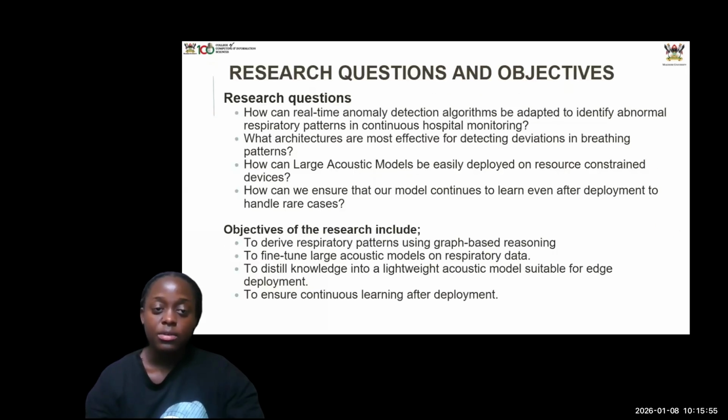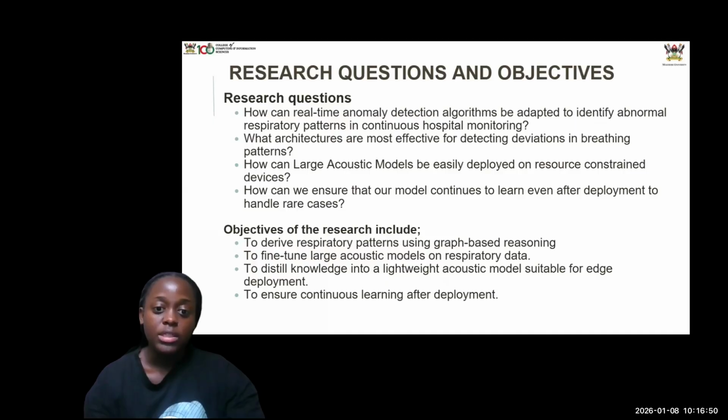Some of the research questions we came up with were: how can real-time anomaly detection algorithms be adapted to identify abnormal respiratory patterns when we are having continuous hospital monitoring? What architectures are most effective for detecting deviations in the breathing patterns? Also, how can large acoustic models be easily deployed since they're very large? Some of the objectives we drew from our questions: we want to derive respiratory patterns using graph-based reasoning. This would help us know the relationships between different patients depending on their respiratory sounds. And to fine-tune a large acoustic model, since some of the existing ones are trained on other forms of data, but we want to train them on respiratory data.